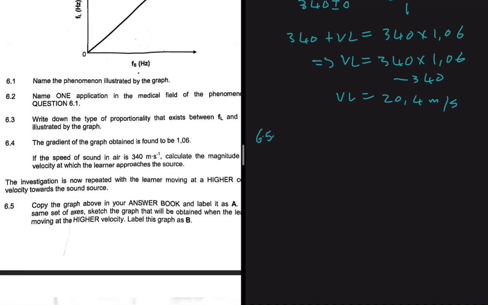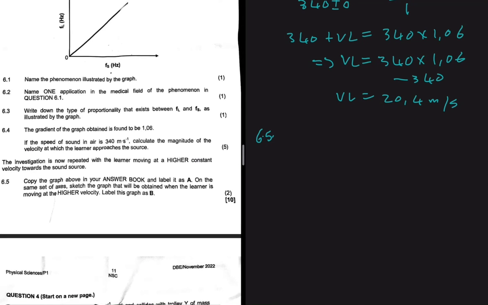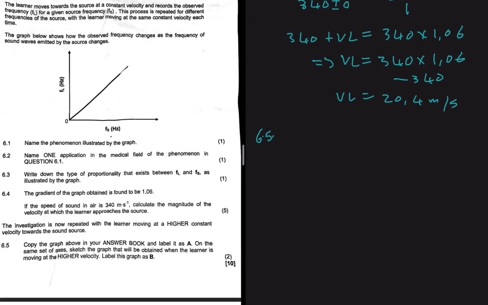6.5 is saying that the investigation is now repeated with the learner moving at a higher constant velocity toward the sound source. Copy the graph above in your answer book and label it as A. On the same set of axes, sketch the graph that will be obtained when the learner is moving at a higher velocity. Label this graph B, right? So they're saying we must label it A, right? And we must draw a graph for when the learner is moving at a higher constant velocity and label it B, right? So let's see what the consequences of a higher constant velocity will be.